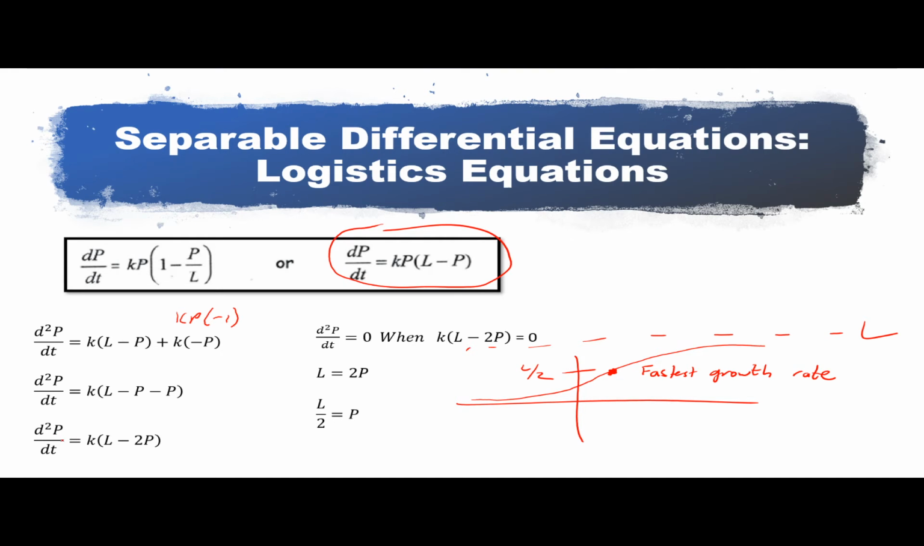So our second derivative will be 0, which will be our maximum of dp over dt, when either k is 0, but k is a constant so we can't change the value, so that's not going to happen. But it could also happen whenever p is 1/2 of L, which would make this equal to 0 as well.